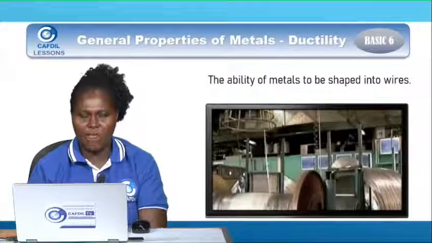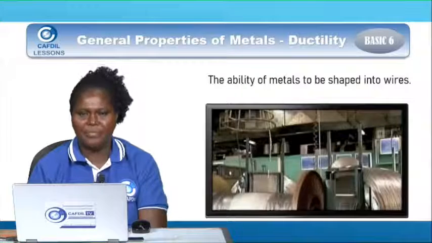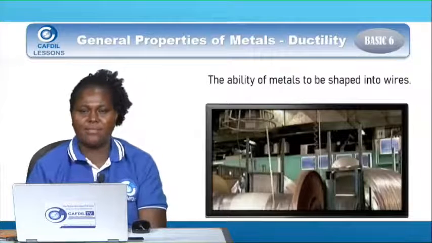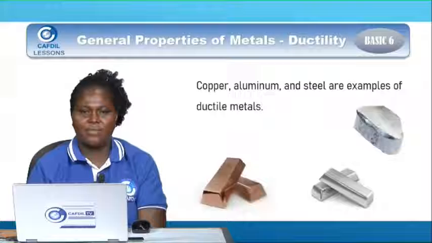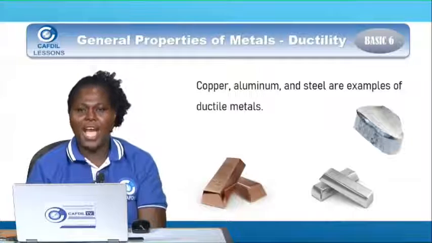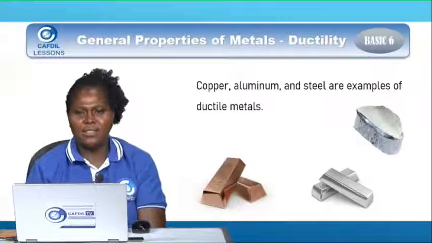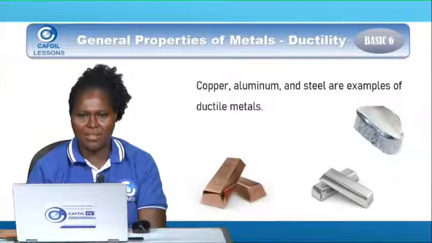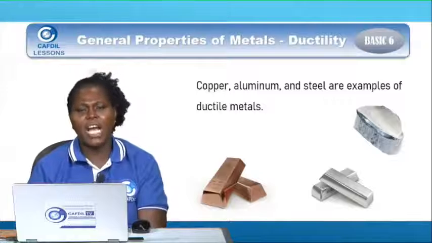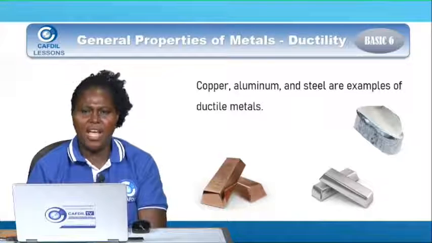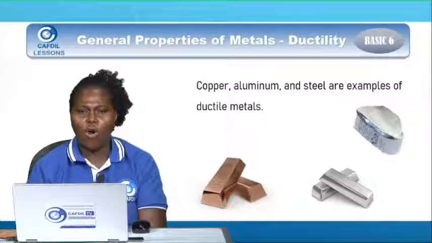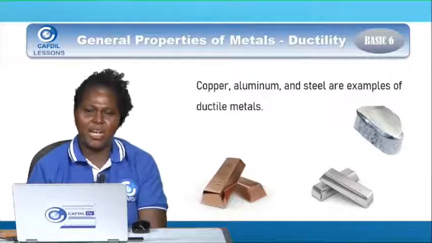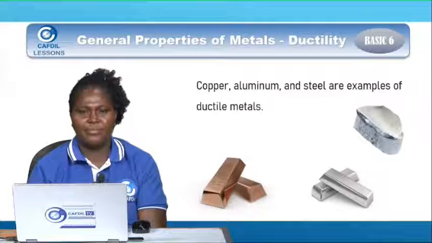So we have a video on our screen. They are shaping the metals into wires. Good. Copper, aluminium, and steel are examples of ductile metals. And we have the picture on our screen.